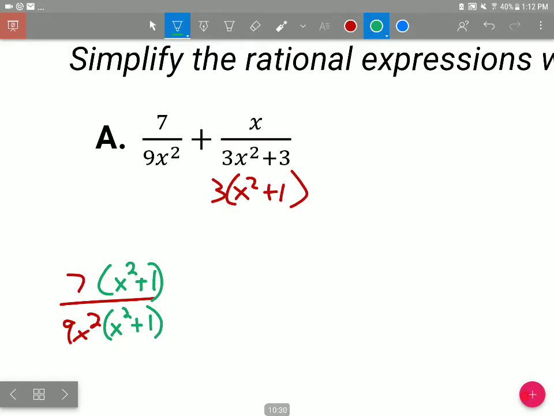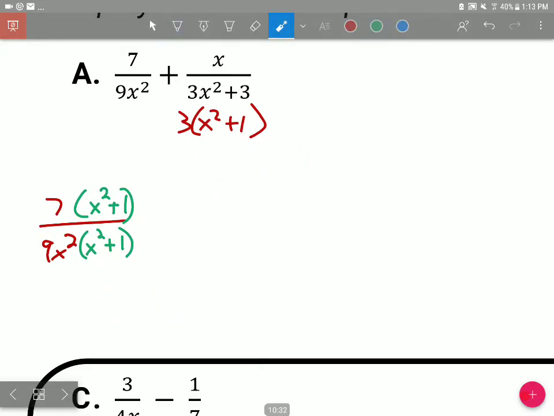Cool? And I'll scoot this up so people can see. What about over here? Is it missing anything else from over here? No. Why is it not missing a 3? Because it has a 9. A 9 is a 3 times 3, right? So it's already got the 3. It doesn't need another one. Cool? All right, let's do the other side.